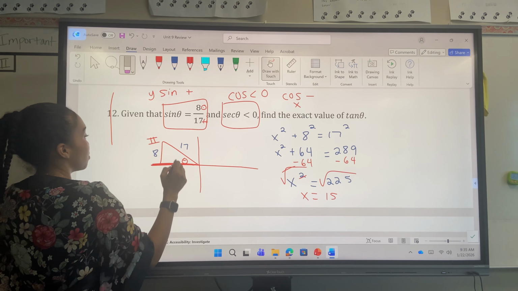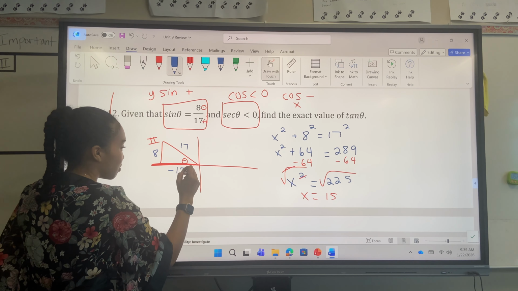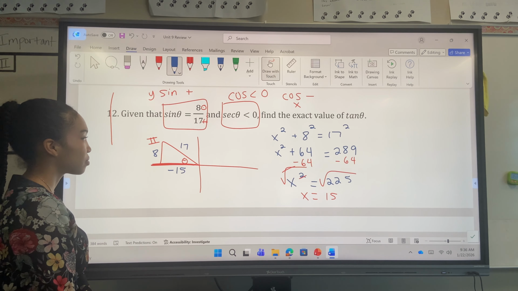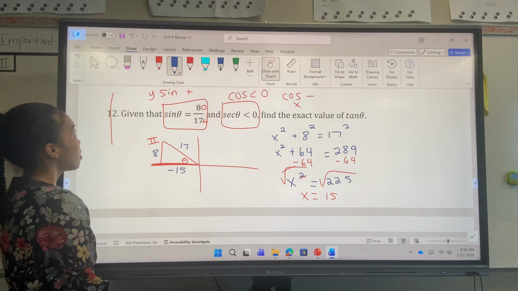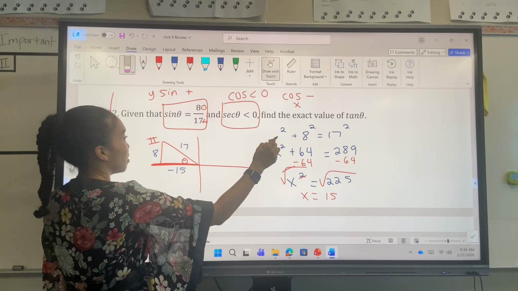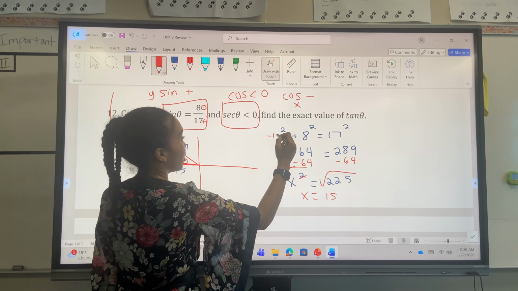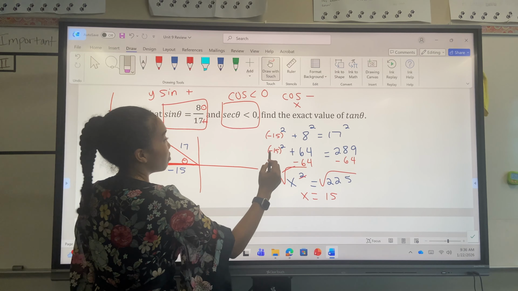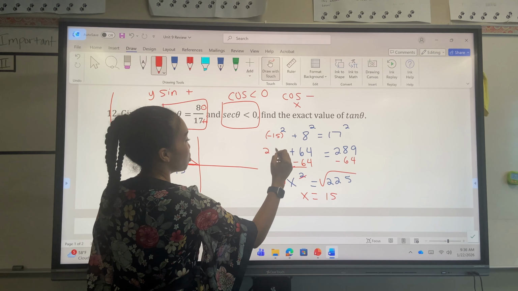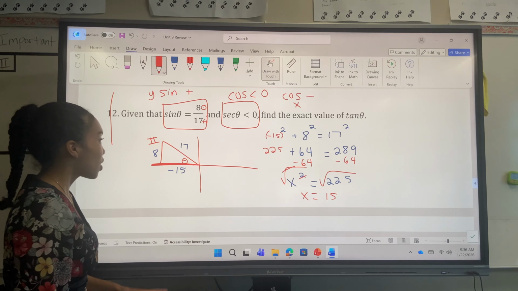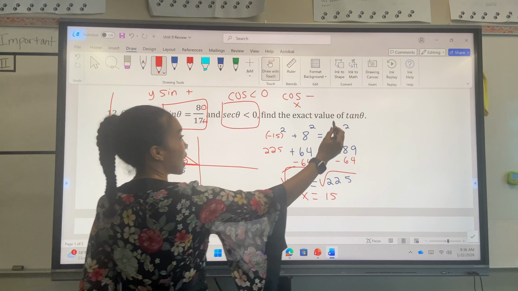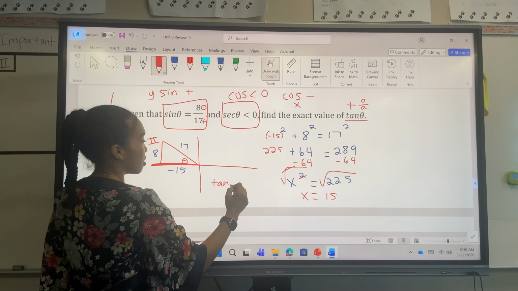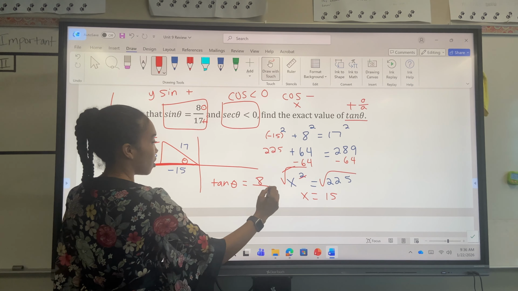So this is 15. However, I know it has to be a negative 15 because cosine is negative, and you went to the left. So this is your triangle, okay? And it works because when you plug negative 15 in right here, negative 15 squared is a positive 225. And that's the equation. Okay, anyway, this is your triangle, and now we want to find the exact value of tan. Tangent is opposite over adjacent. So tangent is opposite over the adjacent.